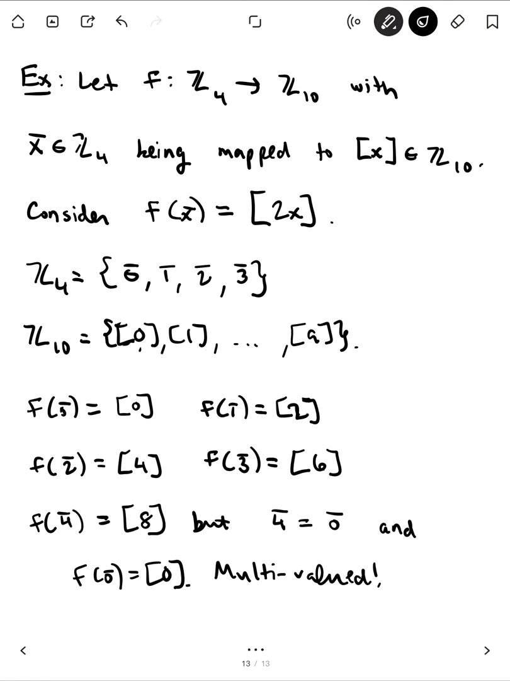So defining functions on equivalence relations, between the equivalence classes generated by two different relations, can lead to some really interesting results. Okay, so that concludes section 4.1.